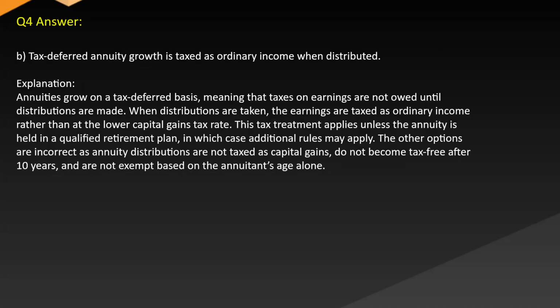Answer: B. Tax-deferred annuity growth is taxed as ordinary income when distributed. Explanation: annuities grow on a tax-deferred basis, meaning that taxes on earnings are not owed until distributions are made. When distributions are taken, the earnings are taxed as ordinary income rather than at the lower capital gains tax rate. This tax treatment applies unless the annuity is held in a qualified retirement plan, in which case additional rules may apply. The other options are incorrect, as annuity distributions are not taxed as capital gains, do not become tax-free after 10 years, and are not exempt based on the annuitant's age alone.